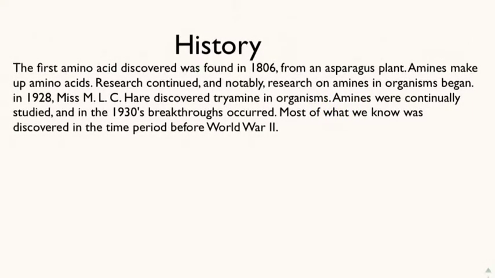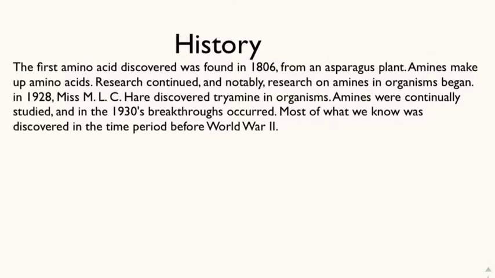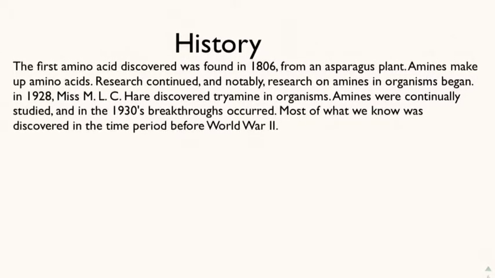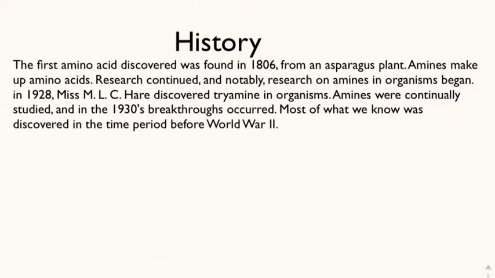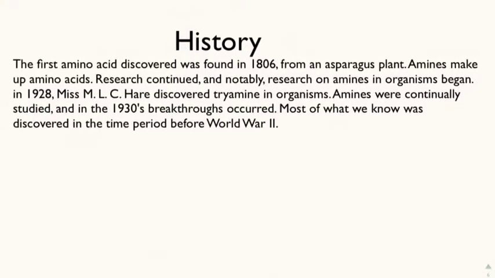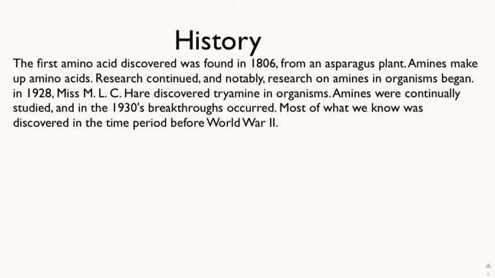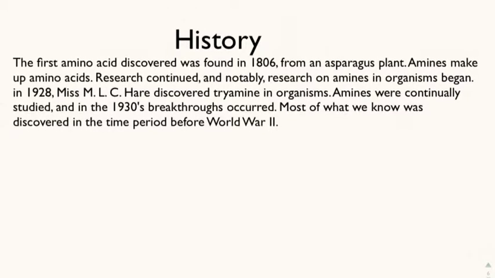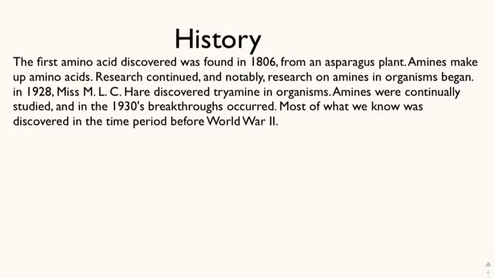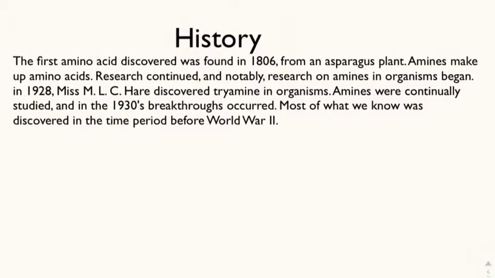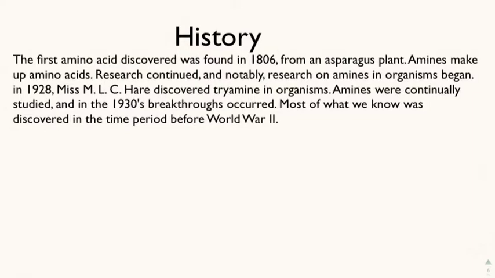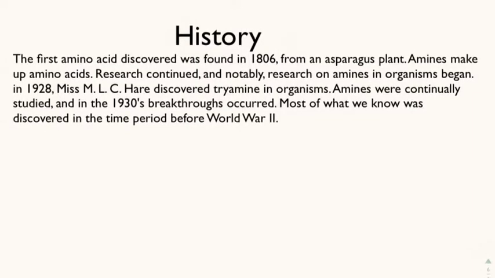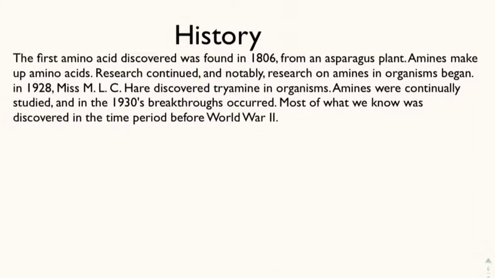Amines make up amino acids. The first amino acid was discovered in 1806 in an asparagus plant. Research continued, and notably, research on amines in organisms began. In 1928, Miss M.L.C. Hare discovered tyramine, which is an amine in organisms. In the 1930s, breakthroughs occurred, and most of the information we know on amines that take place in organisms was discovered before World War II.